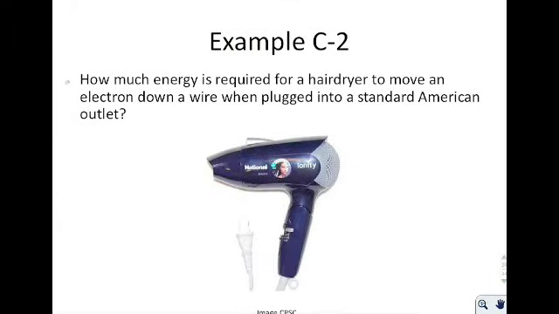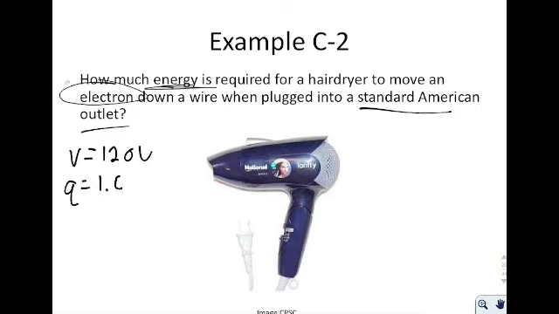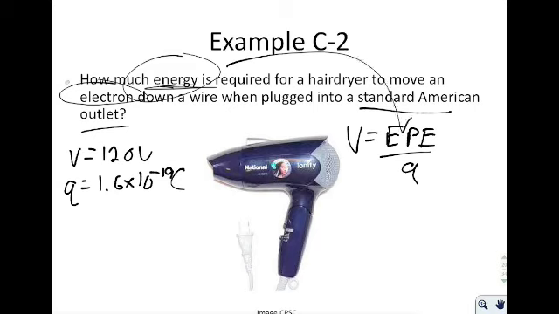So how much energy is required for a hairdryer to move an electron, so once again we're dealing with an electron, down a wire when plugged into a standard American outlet? Now remember, you're supposed to know that a standard American outlet is 120 volts. And you're trying to figure out how much energy is required to move an electron. An electron is 1.6 times 10 to the negative 19th, and the reason I know that is from the previous example. So now I can use the formula V equals EPE over Q, realizing that energy is energy.